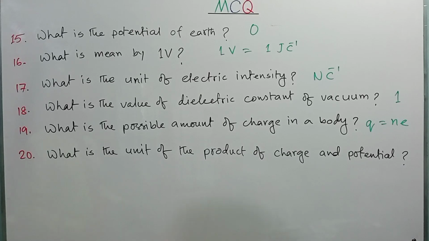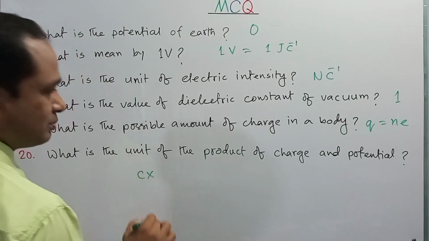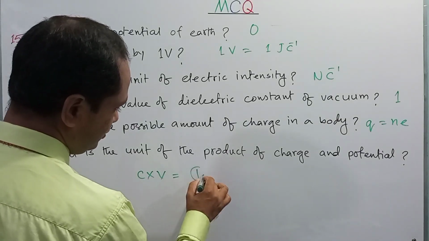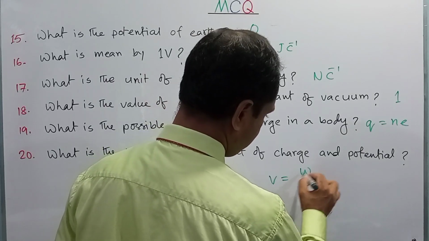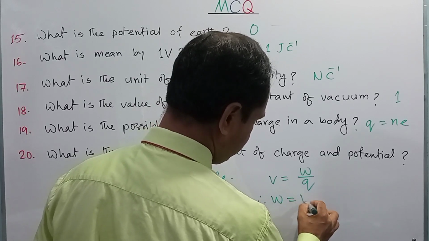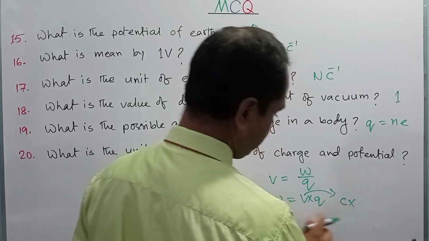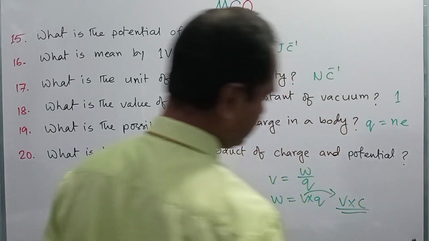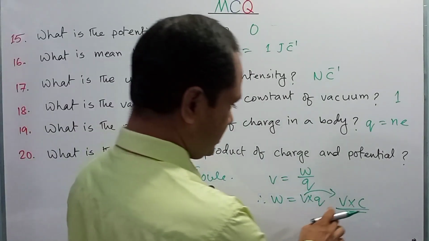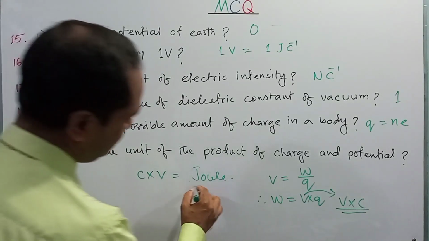And the last question, they asked what is the unit of the product of charge and potential? The unit of charge is coulomb and of potential is volt, so the unit will be joule, right? You know, from the expression of potential difference, V is equal to W by Q, therefore W is equal to V into Q. Here V means potential, so the product of potential and charge will be the unit of W, that is, the unit of work. So the unit of work will be joule.